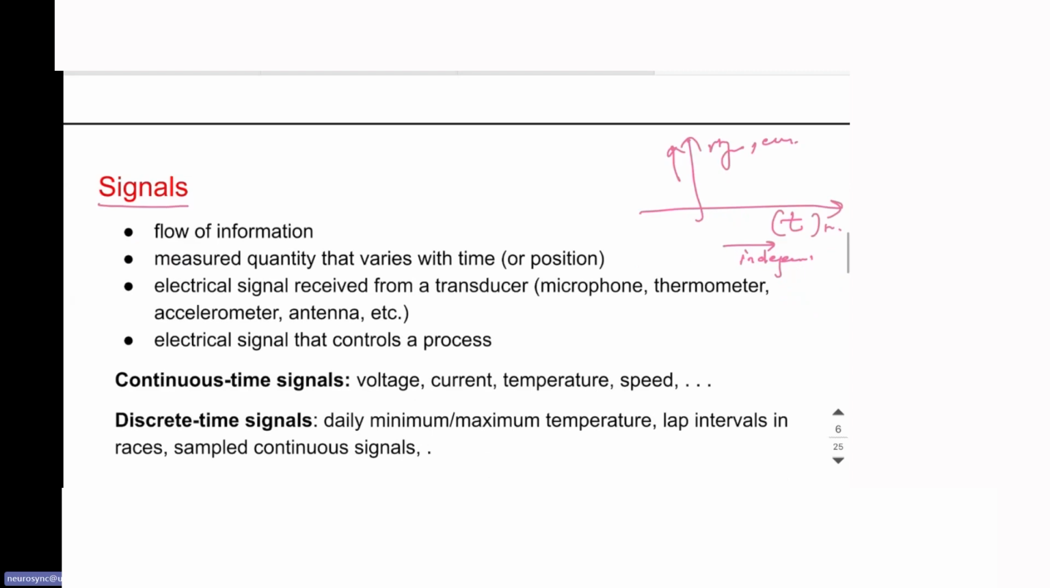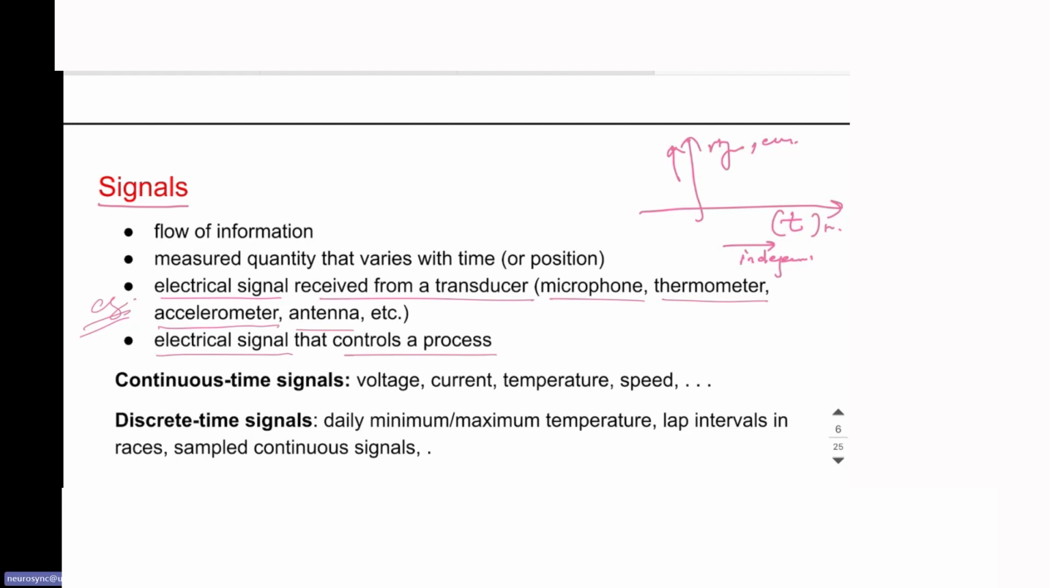So if we have an electrical signal received from a transducer, these are some examples of the signals: microphone, thermometer, accelerometer, antenna. From these we will get electrical signals, and these electrical signals will later be used to control some process.